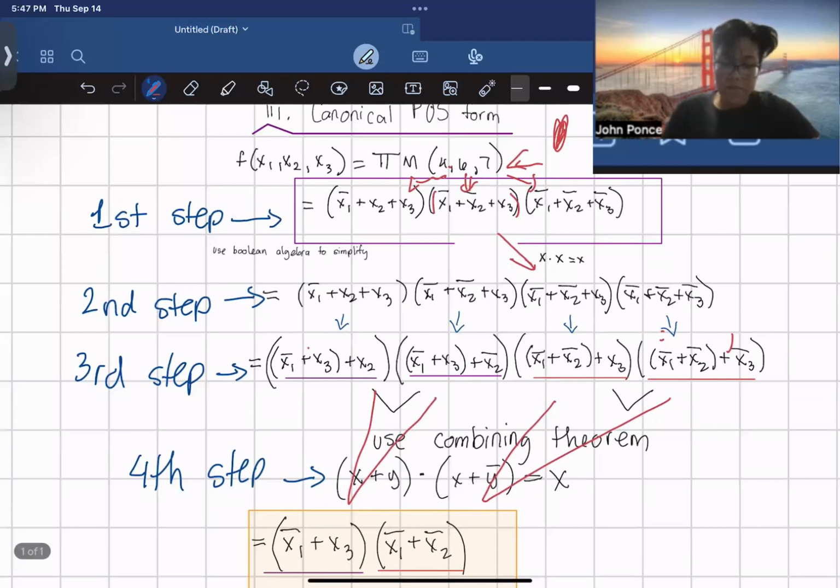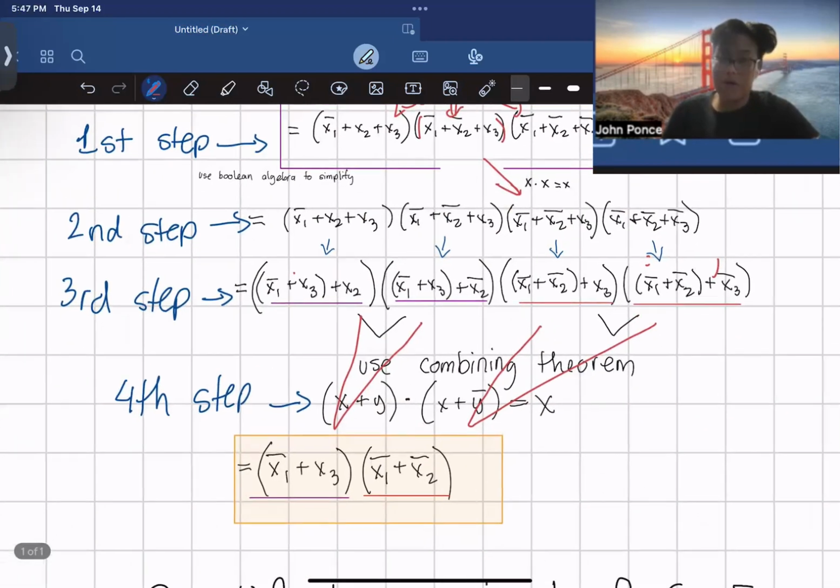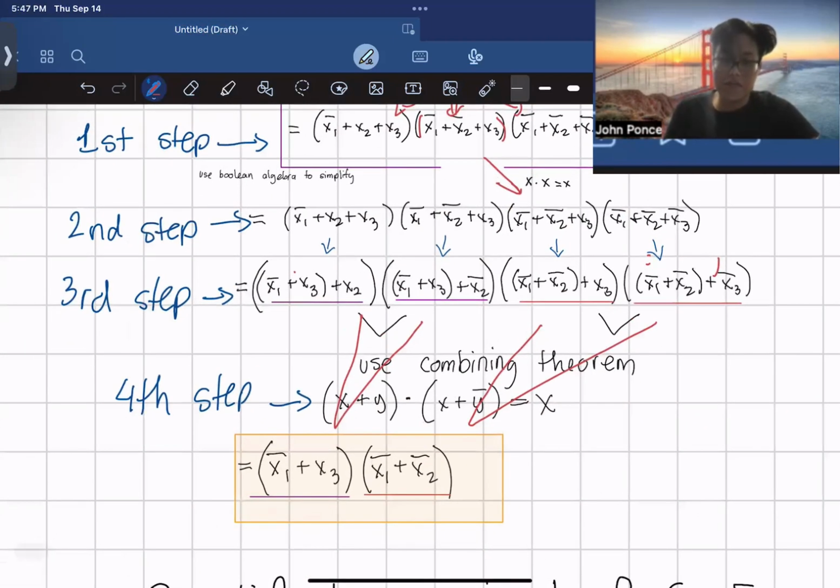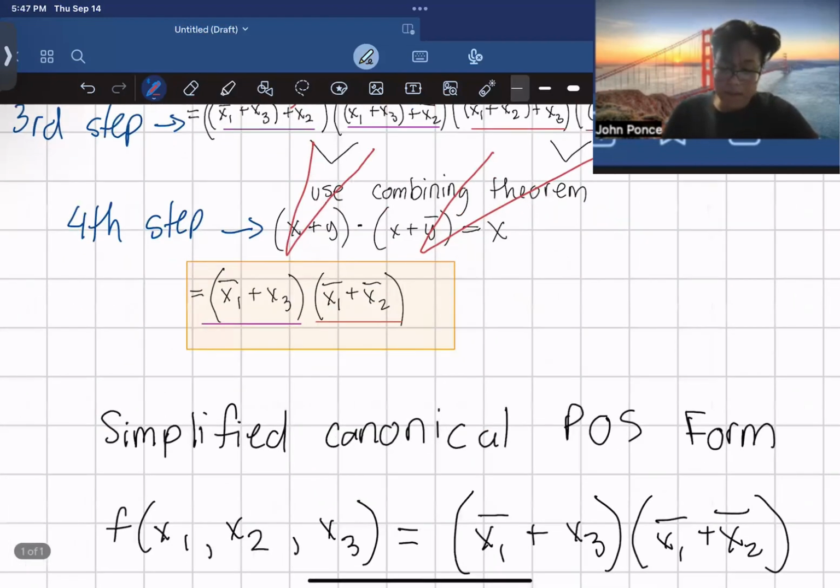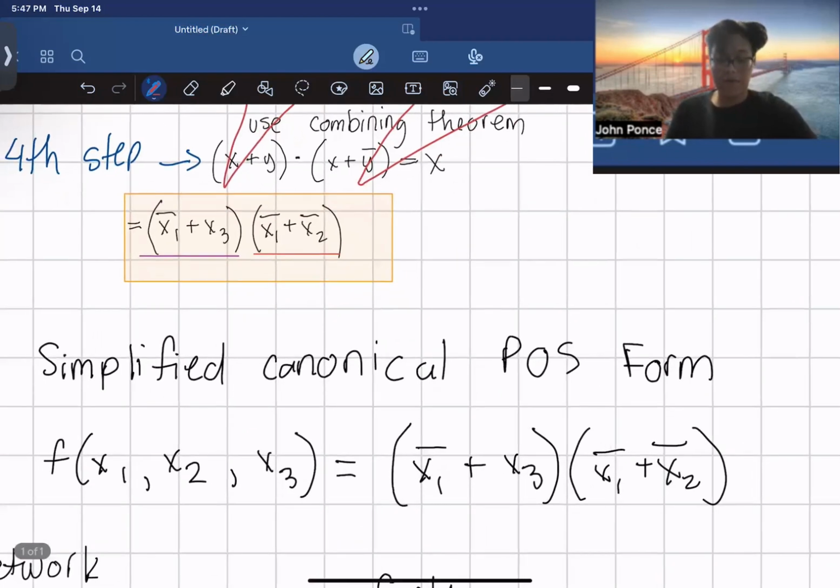Later, on the third step, we would be using the combining theorem to combine two parentheses. For example, the first parenthesis on the third step will be evaluated to x, y, and the second parenthesis as well. Now, with the combining theorem that states that (x plus y) times (x plus not y) is equal to just x, we would use it to simplify the equation further, which you can see on the screen. Now, the simplified canonical POS form would be right here on the screen.